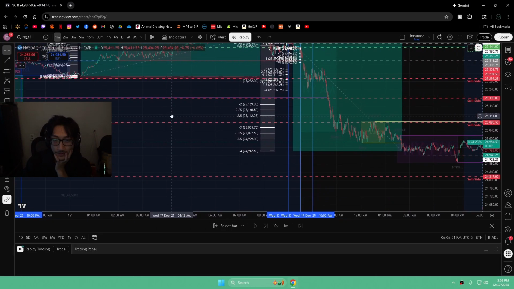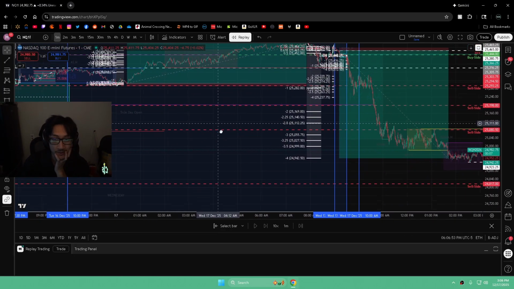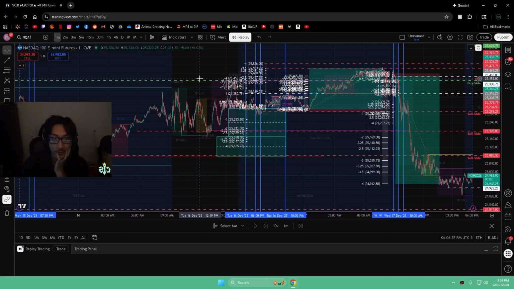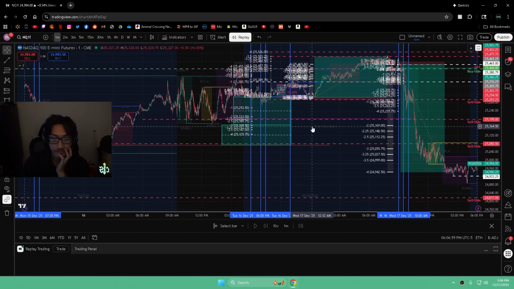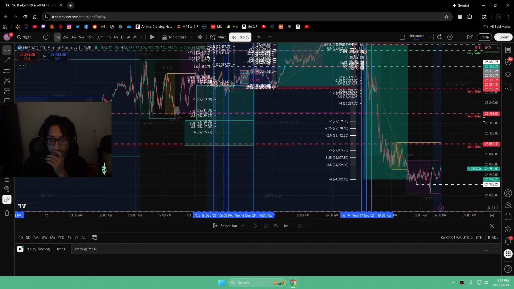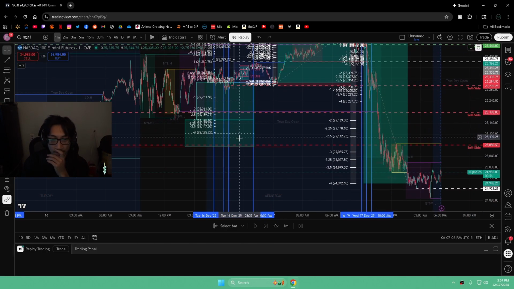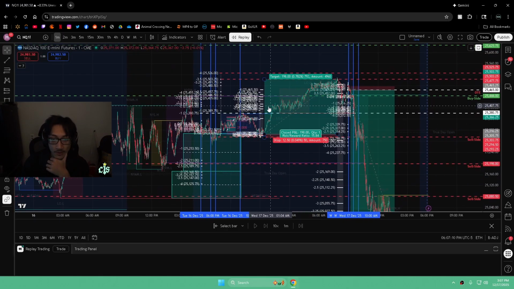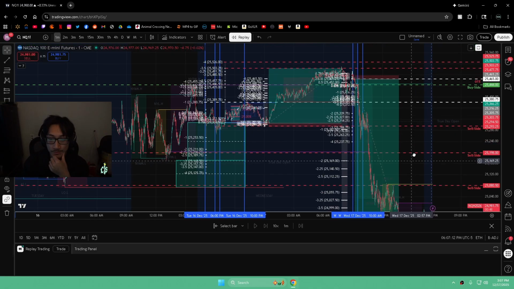But yeah, those were the possible entries you could have taken, and our draws on liquidity and bias, right? Also, if you look here, we filled both of these imbalances. New York, we also took Asia low and London low with New York.